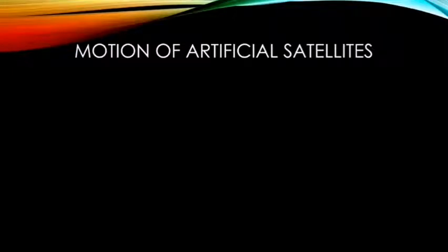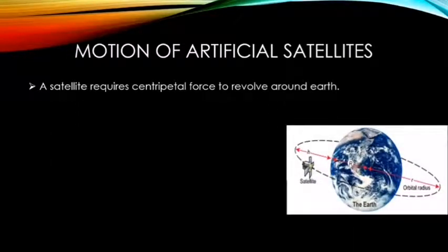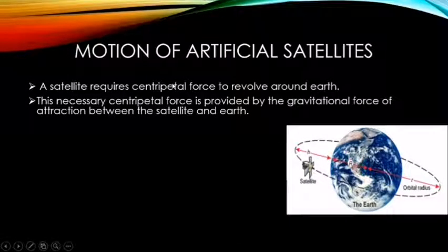Let's move towards the motion of artificial satellites. A satellite requires a centripetal force to revolve around the earth. Whenever we put a satellite in space, it experiences a centripetal force. That's why it revolves around the earth. This centripetal force is provided by the gravitational force of attraction between the center of the earth and the satellite. The gravitational force of attraction between the satellite and the earth provides the necessary centripetal force which keeps the satellite moving around the earth in a circular path.